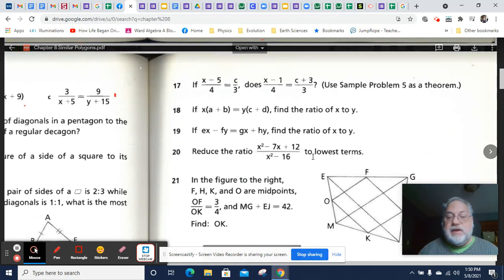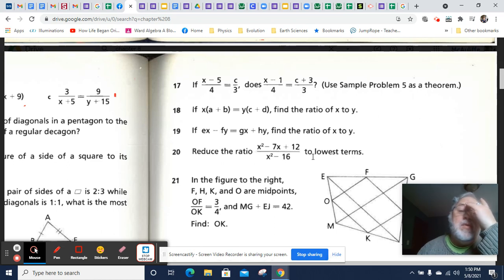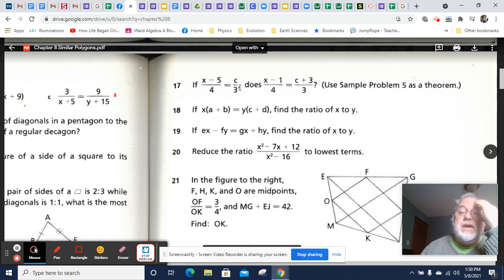Now 17 and 18. So we want to ask ourselves, x minus 5 over 4 is c over 3. Does that mean x minus 1 is equal to c plus 3 over 3? Well, what's happened here is I have added 4 over 4 to this one and 3 over 3 to this one. So what we've done is we've added a 1 to each of these.